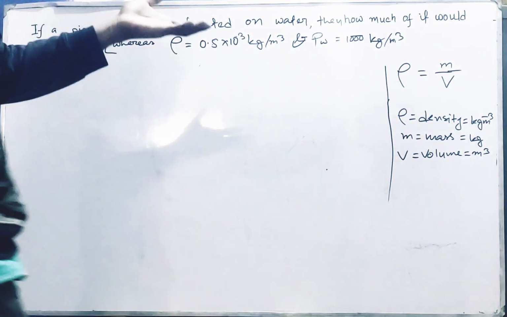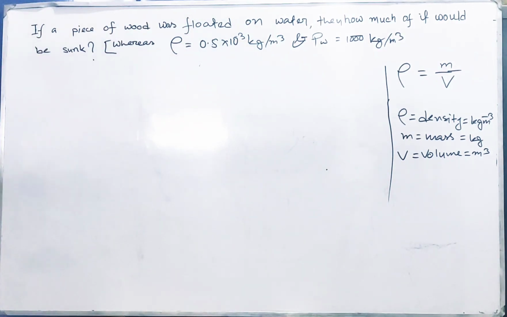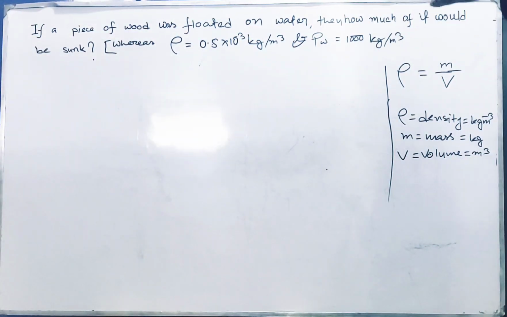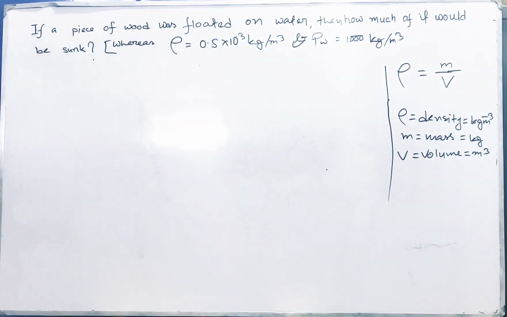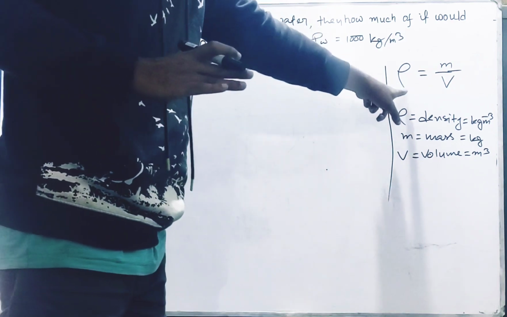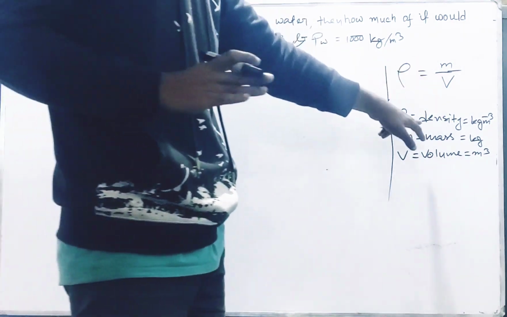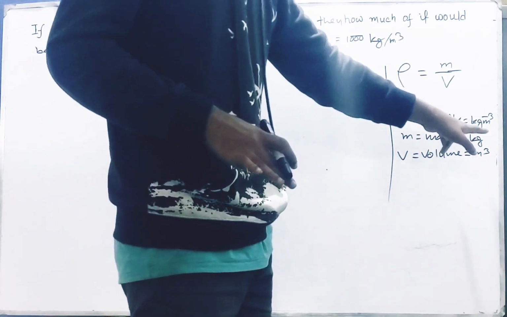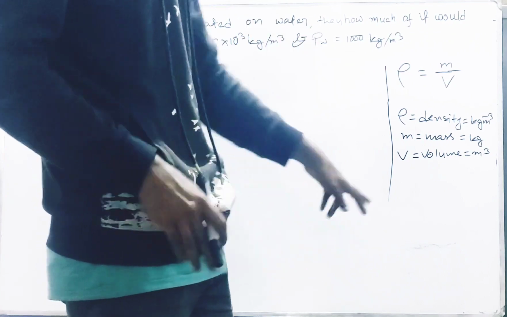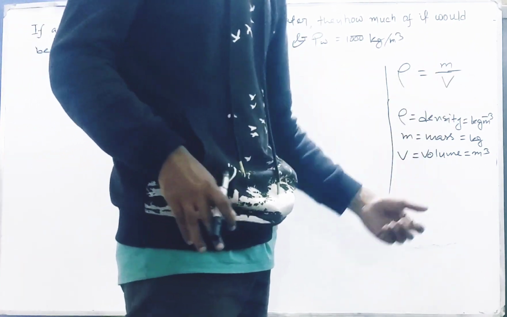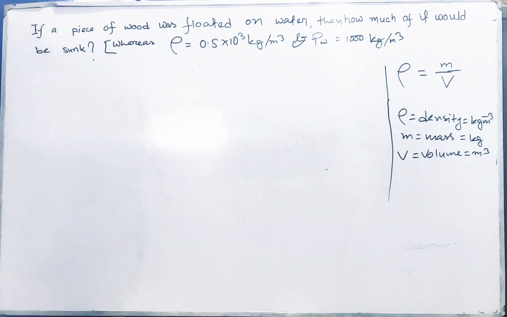Okay, if you want to solve this question, if you want to figure out the math, then you need to know the exact formula for this mathematical problem. And you are noticing which formula we should use, which I have already written on my whiteboard. Rho equal to m by v. Rho means density. The unit of density is kg per meter cube. M means mass. The unit of mass is kg. And v means volume. The unit of volume is meter cube.